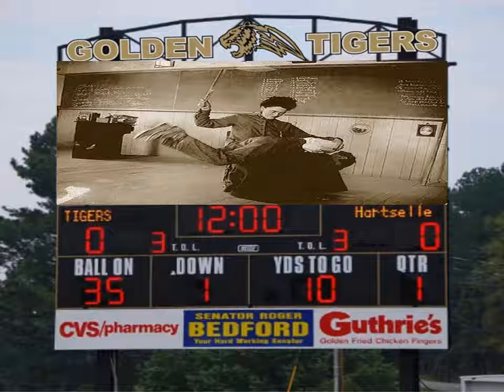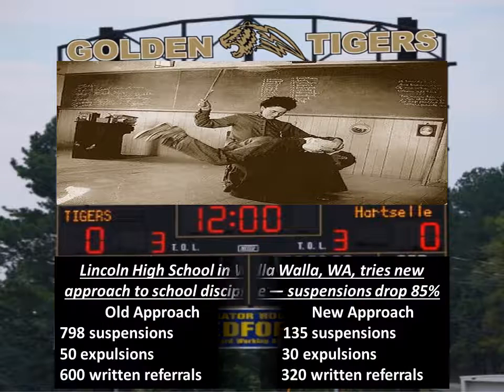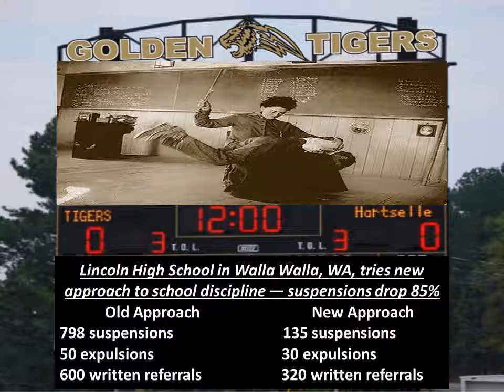This is an example of how, many years ago, really in some schools still use corporal punishment as a way to discipline students. And so there was a school in Walla Walla, Washington, that tried a new approach. In the old approach, they had 798 suspensions, 50 expulsions, and 600 written referrals. In the new approach, they had 135 suspensions, 30 expulsions, and 320 written referrals.